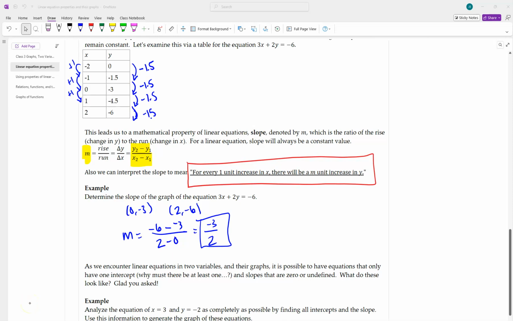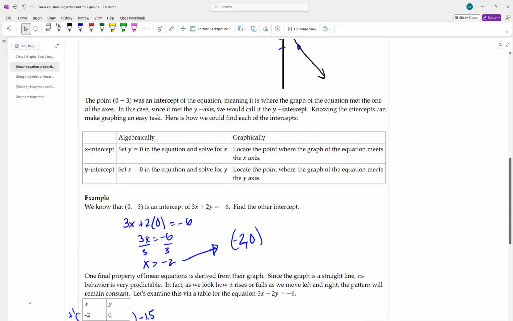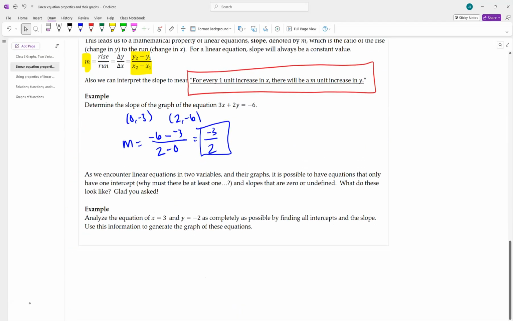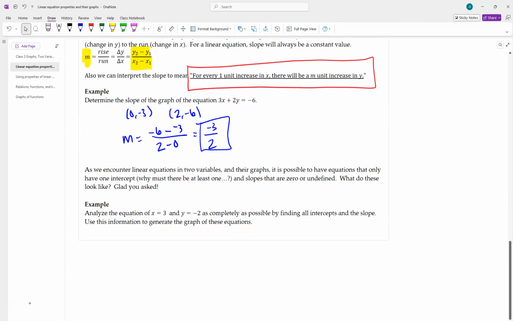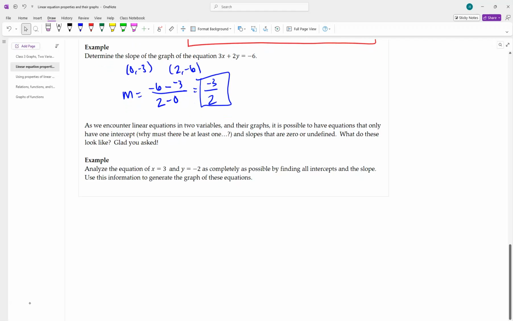Now, in some cases, these lines that we draw, the graphs of the linear equations, might not be diagonal. We saw that this one was diagonal. In other cases, they might not happen to be diagonal. They could be vertical or horizontal. And so what is slope in those cases? Well, we have 2 different scenarios here.